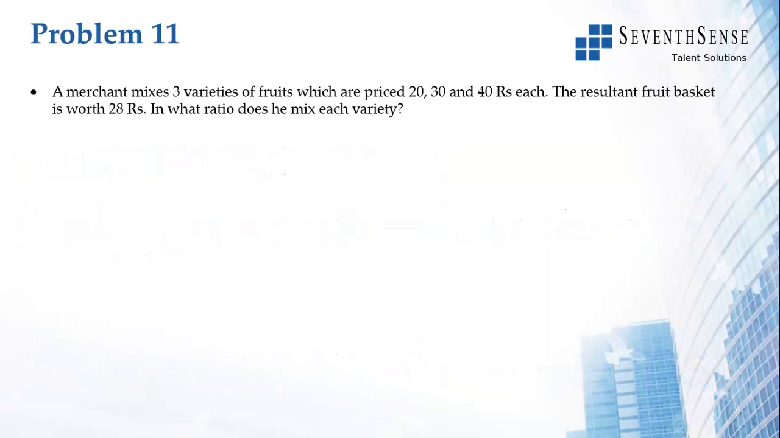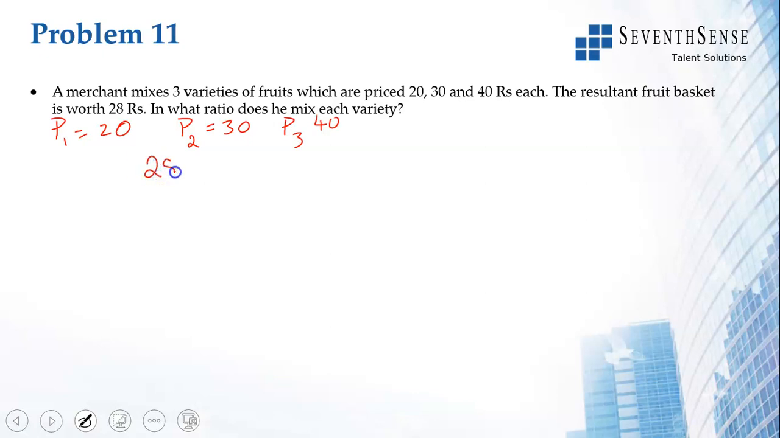So a merchant mixes three varieties. Until now we looked at two varieties being mixed, right? So there are three varieties of fruits now getting mixed. It is still a mixture, but the prices are: of the first variety, price of one is 20, price of two is 30, and price of three is 40. Okay, key point: when you are mixing three quantities, right? Let us say the price here is 28. It is 28, right? So let us see what we have to do.